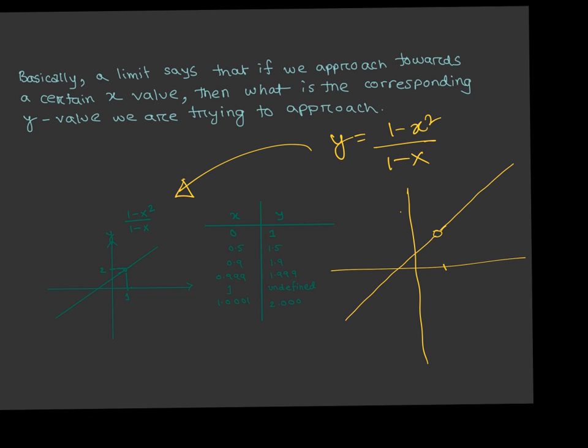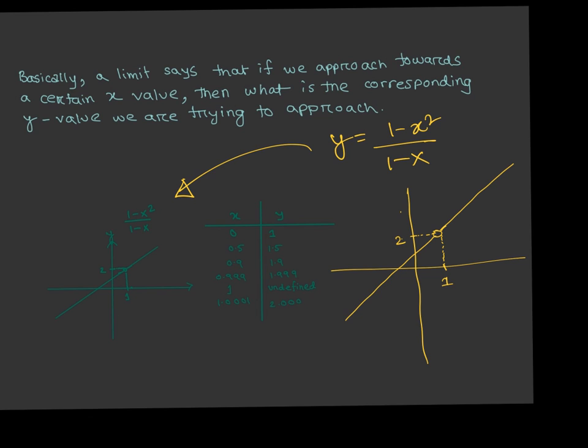So at this particular point, when x is equal to 1, you can see there is an open circle over here, which basically indicates that there is no exact value at this region. We don't know what this exact value is, right? Because when x is equal to 1, this function is undefined. But we can see that this y value is trying to go towards y is equal to 2.